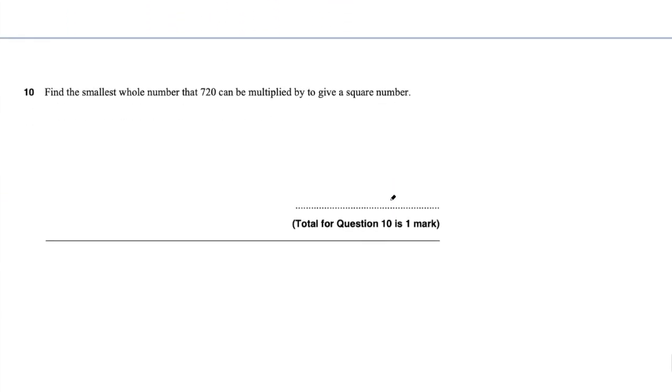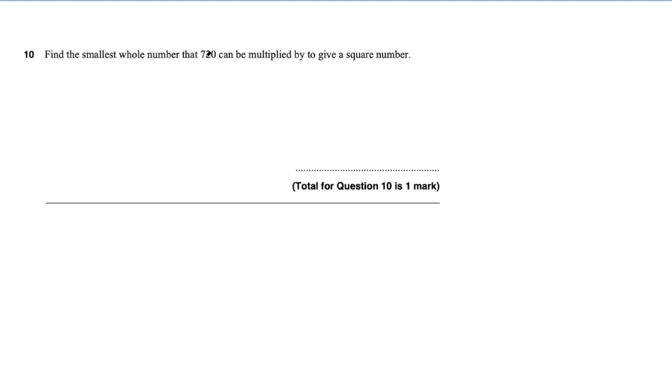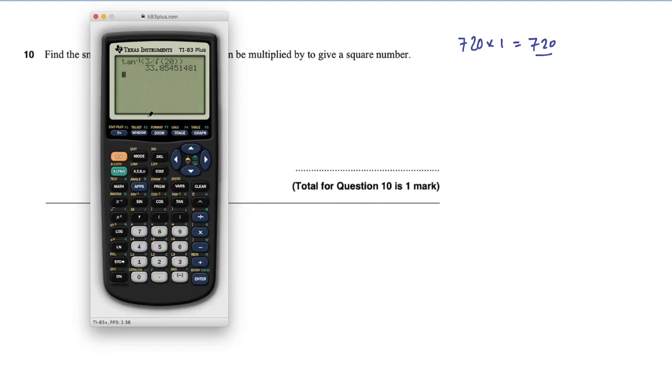And the final question here, I thought this was a bit of a different one. It says, find the smallest whole number that 720 can be multiplied by to give a square number. And this is just for 1 mark. So what you can do with this type of question is just use trial and error if you like. You can just multiply 720 by 1. That's going to be 720. And, well, if you want, this is a calculator paper, so take the square root of 720. And you notice it's not a square number. You'd have to get a whole number answer to that for it to be a square number.